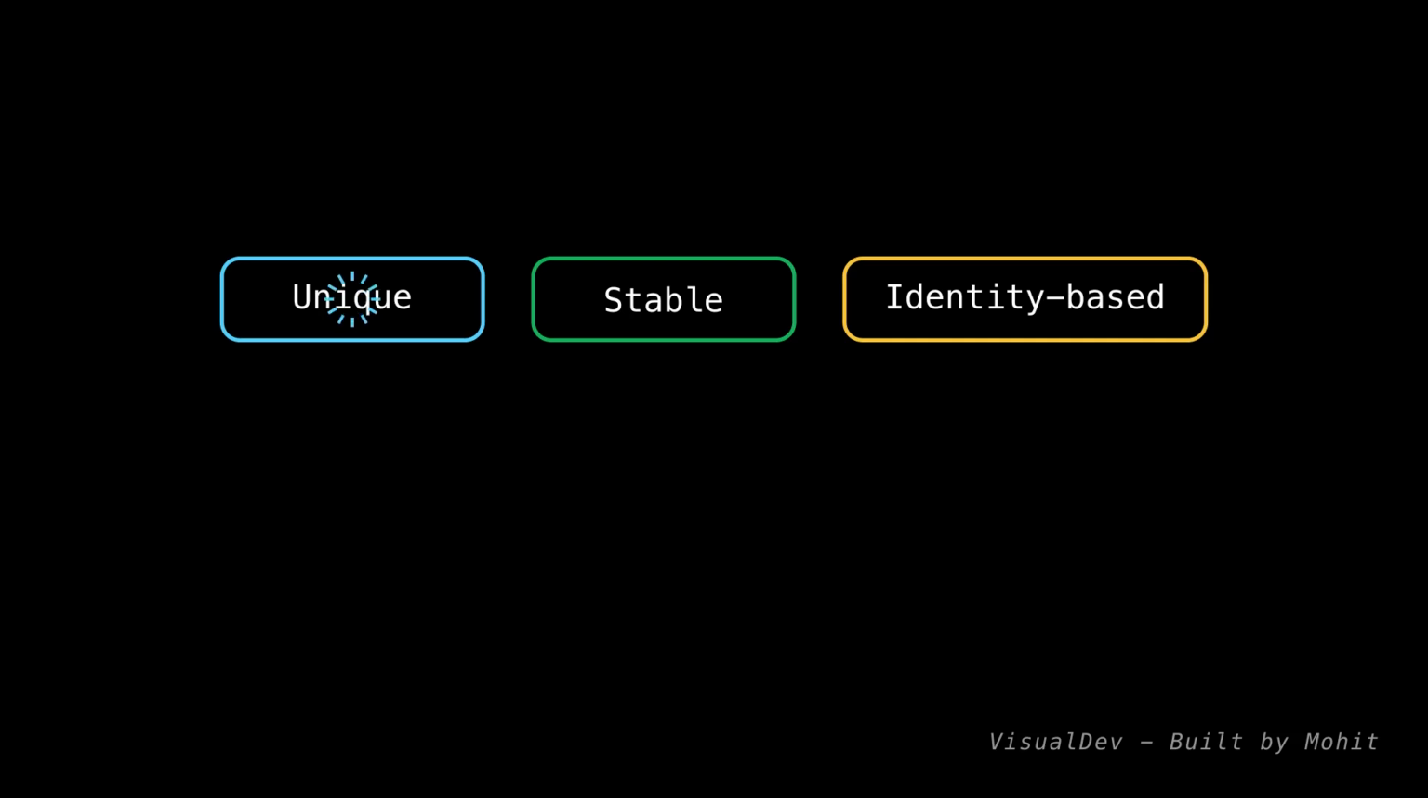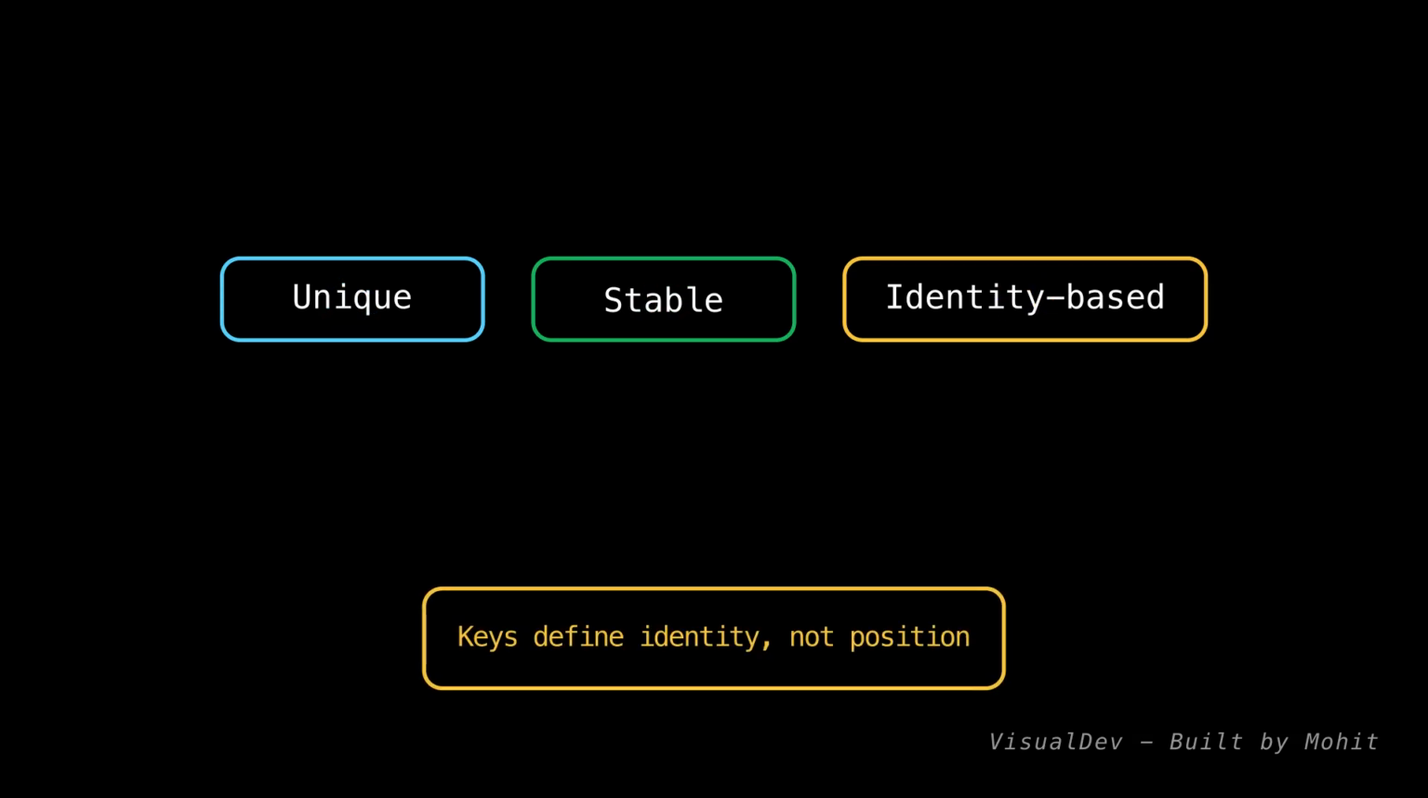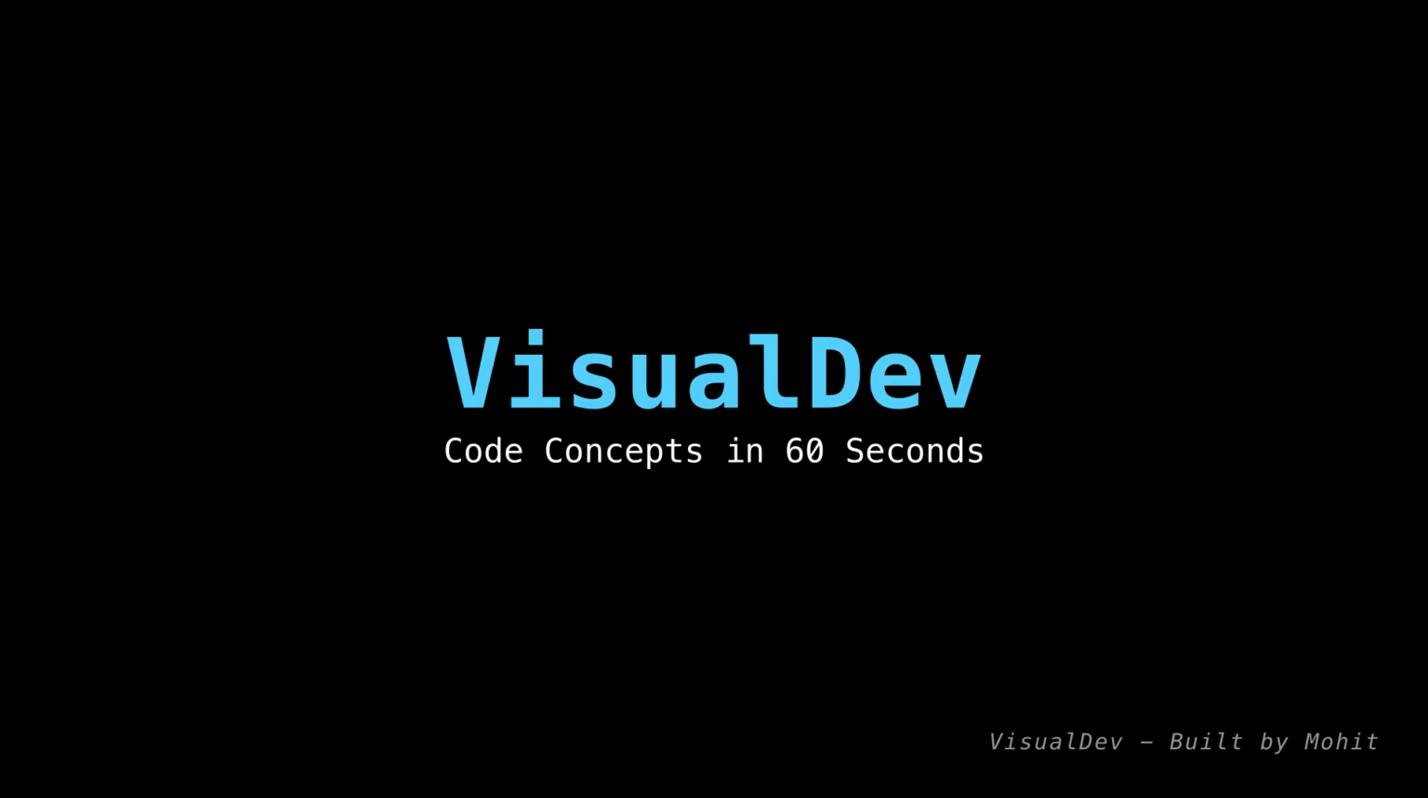So remember the real rule. Keys should be unique, stable, and tied to identity, not position. Once this clicks, you eliminate a whole category of React bugs. Whenever you write a list, do not just ask whether you have a key. Ask whether the key is stable and whether it represents identity. That is what React actually cares about.